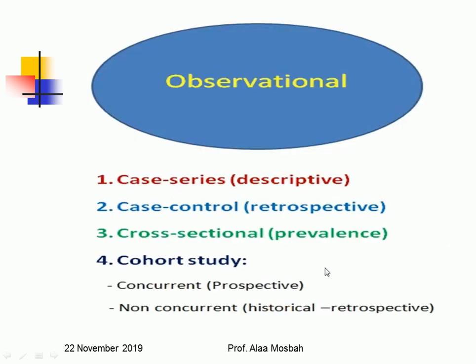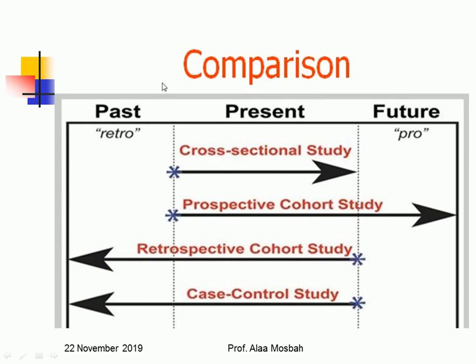So till now we mentioned one of the big groups, of 3 groups. The first is called observational studies, and they include case series, case control, cross-sectional, and cohort study. 4 C's. And this is what I said before: the past, the present, the future. Cross-sectional is in the present. Cohort is usually prospective to the future, but non-concurrent goes back. Case control is always retrospective.